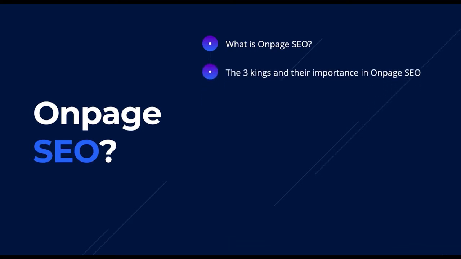On-page SEO. In this section, we're going to cover what is on-page SEO, the three kings and their importance in on-page SEO. And just as a hint, they are super important. These are essentially the three elements you can optimize to help improve your visibility in Google. If you get these right, you can see massive jumps up on Google.